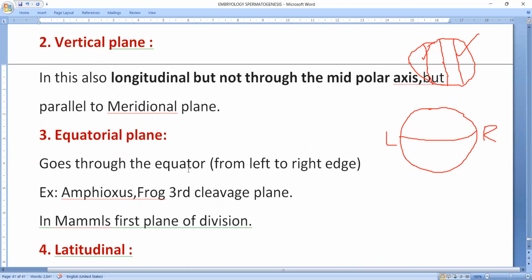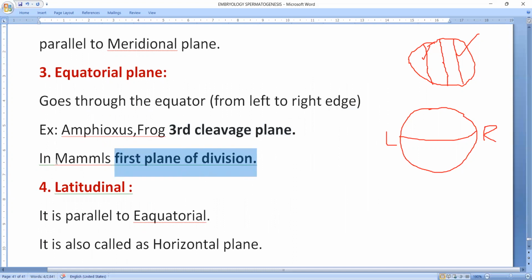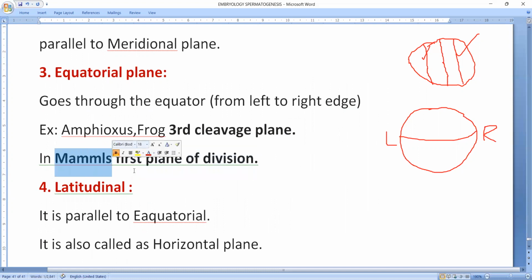It goes through the equator from left to right edge. The example is Amphioxus and frog, third cleavage plane. In mammals, the first plane of division is an equatorial plane.